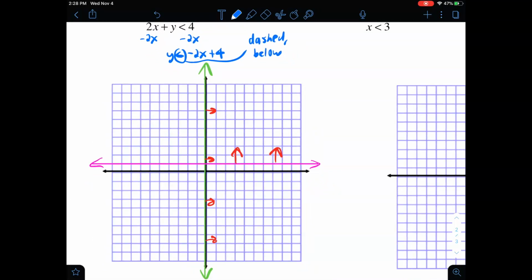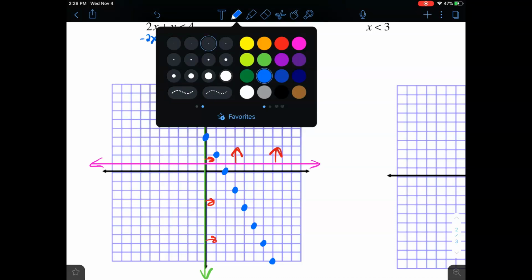We're going to go up 4: 1, 2, 3, 4. Then we're going to go down 2 over 1 as our slope, down 2 over 1. We're going to go up 2, left 1. And now we're going to use a dashed line because it's not equal to.